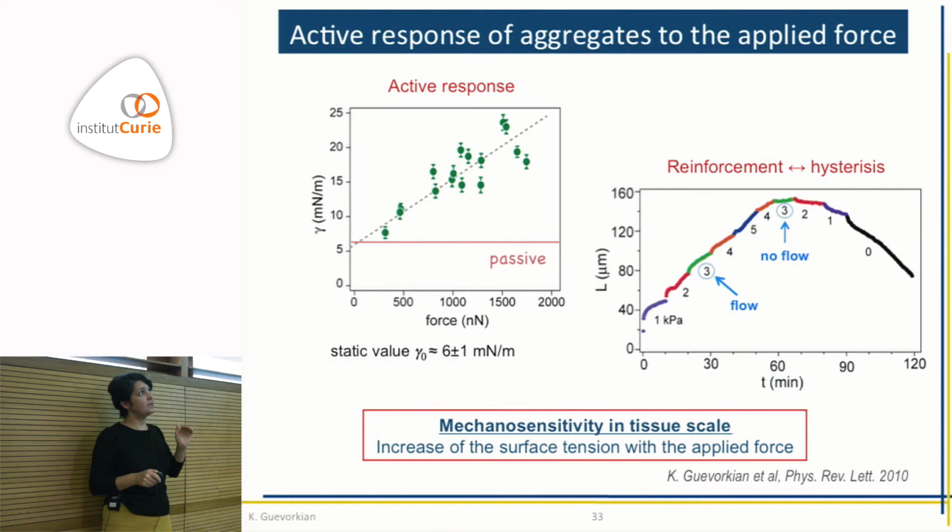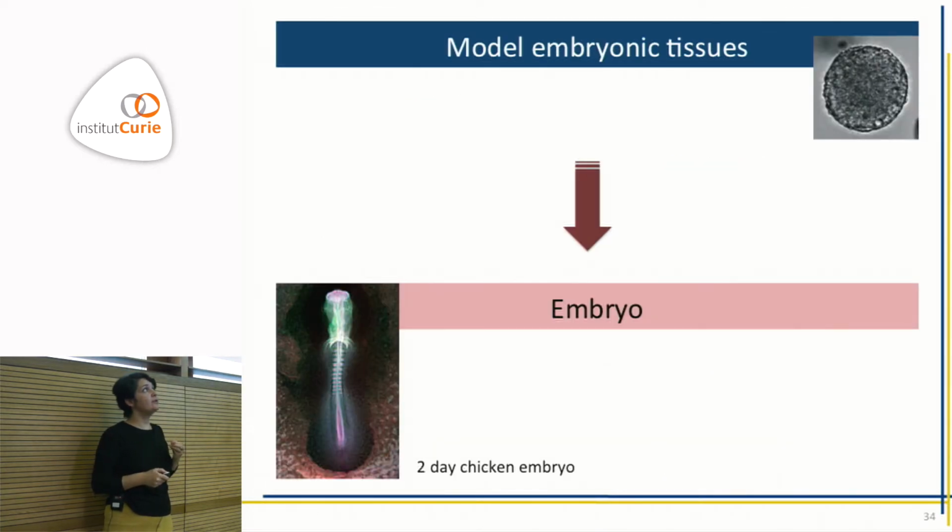So 1 kilopascal, 2 kilopascal, up to 5, and then we go down. And what we see is that when we come back to, for example, 3 kilopascals, our tissue is no longer flowing, which means that here it has changed its surface tension. It has stiffened. So by knowing all this, we go now from aggregates to embryos.